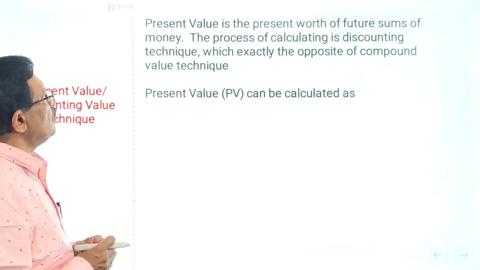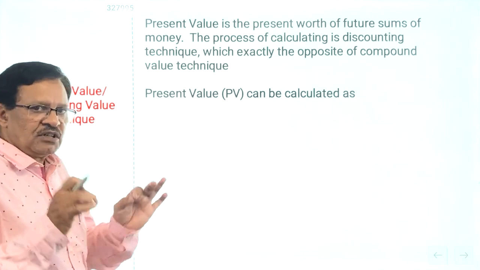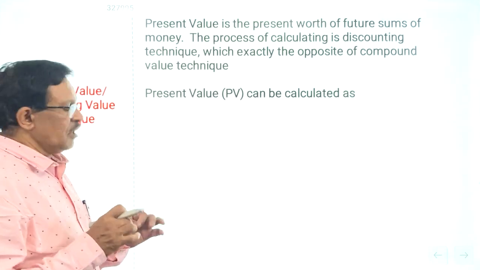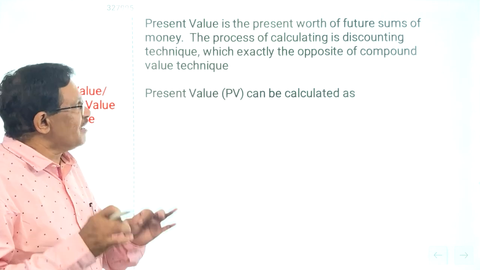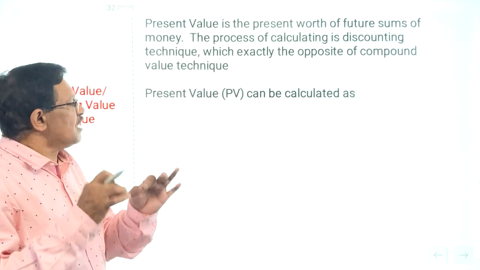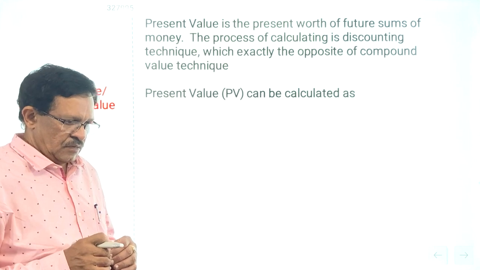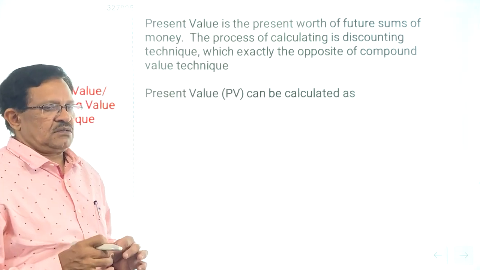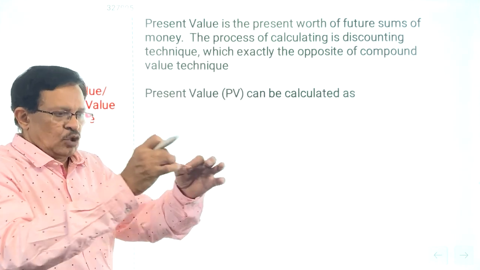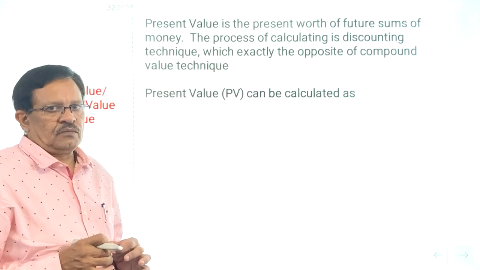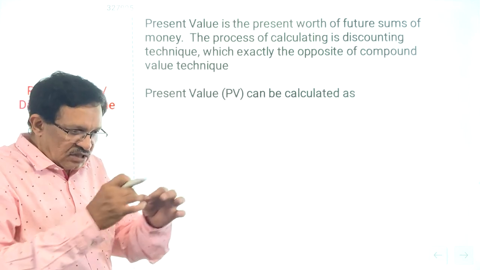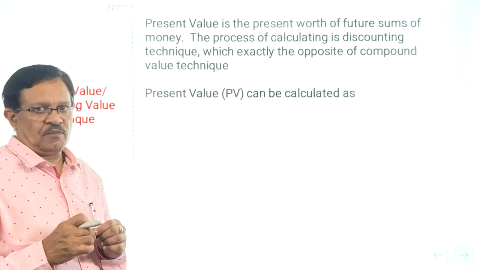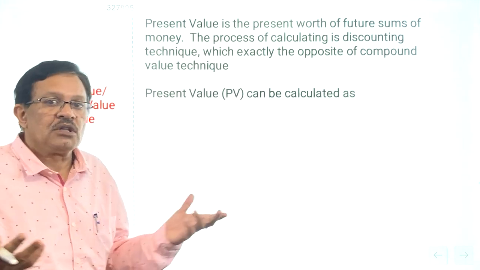Present value is, in simple terms, the present worth of future sums of money. Let me repeat. Present value is the present worth of future sums of money. If you are getting 100 rupees tomorrow, the present worth of that 100 rupees which you are expected to receive tomorrow is called the present value.